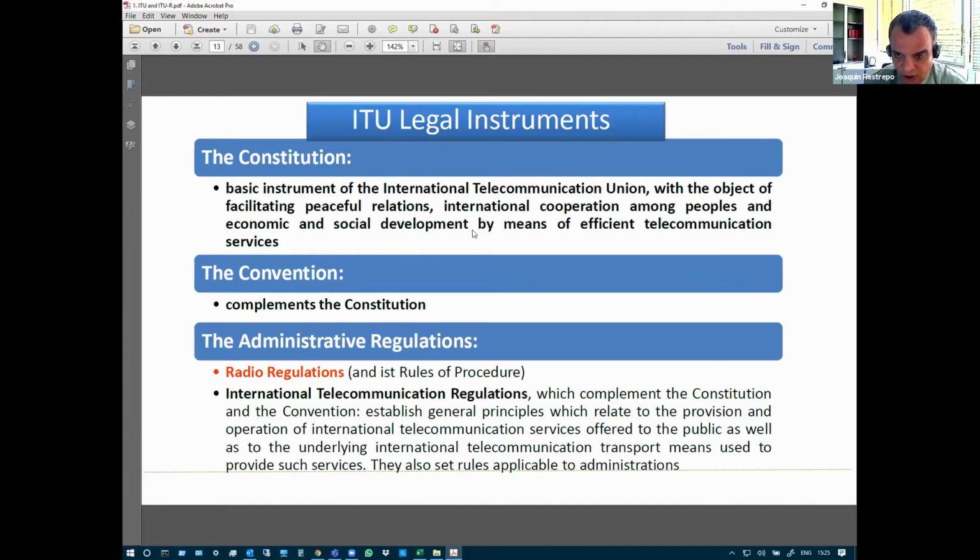peaceful relations and international cooperation among peoples and economic and social development by means of efficient telecommunication services, the Convention that complements the Constitution, and the administrative regulations. We have 2 of them, the International Telecommunication Regulations and the Radio Regulations. So the Radio Regulations are part of the ITU legal instruments within the component of administrative regulations.